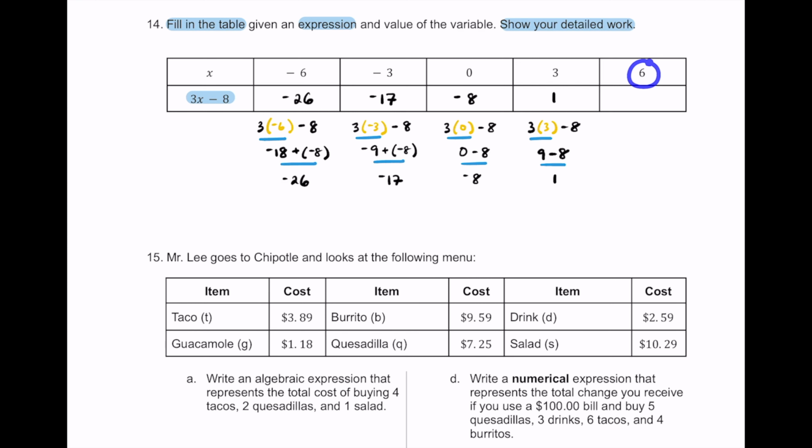One final time, now x is 6. Let's go ahead and plug that in or substitute it in here. So it's going to be 3, or multiplying this by 6. Okay, and then we're going to take away 8 afterwards. So 3 times 6 is going to be 18. We're going to have 18 minus 8. And 18 minus 8 is going to equal 10. So for this last box, we have 10 here. So when x is equal to 6, this expression would be equal to 10.